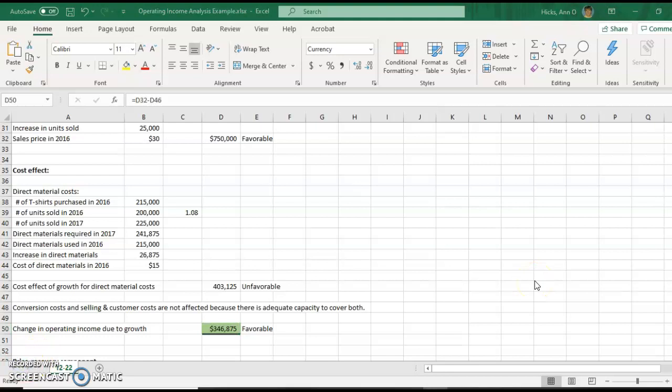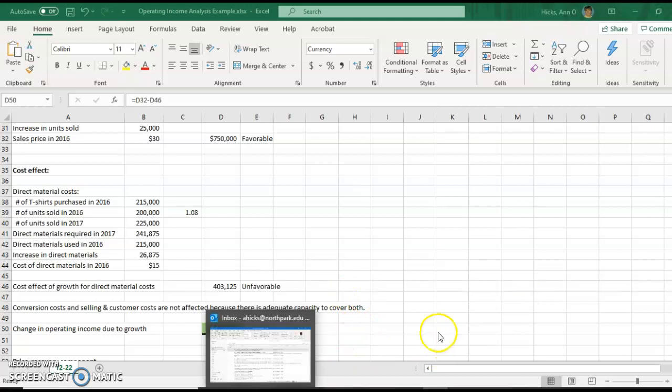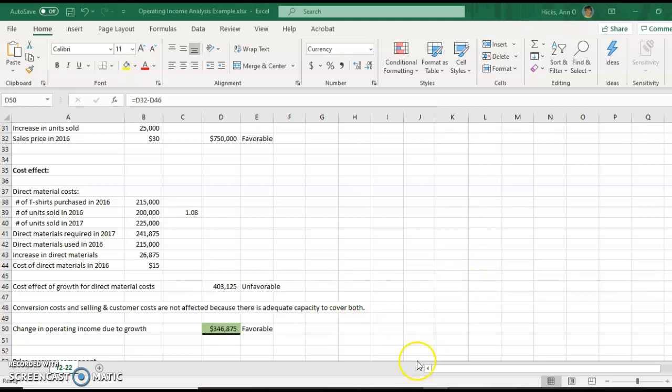I am actually going to stop this video at this point. I'm going to create another video that will describe the price recovery and productivity components. That's mainly because I'm using Screencast-O-Matic for these videos and I'm limited to 15 minutes. I would rather stop here than try to rush through the other.